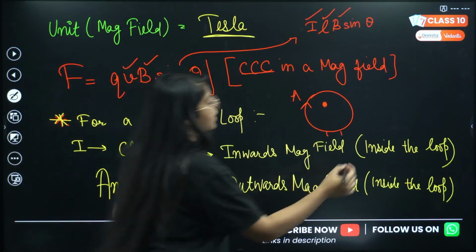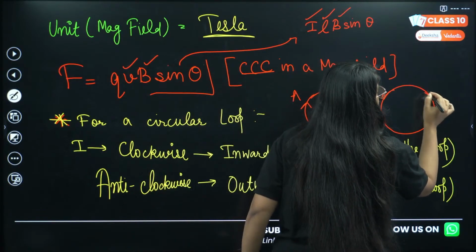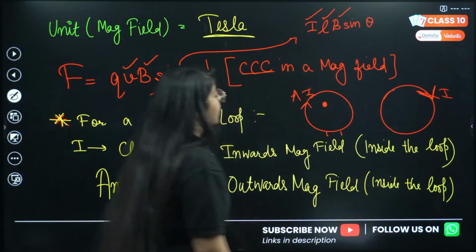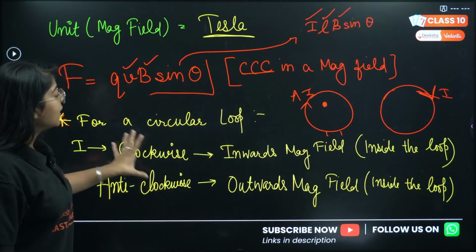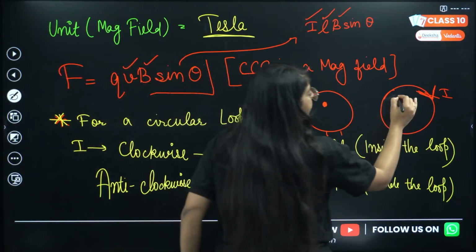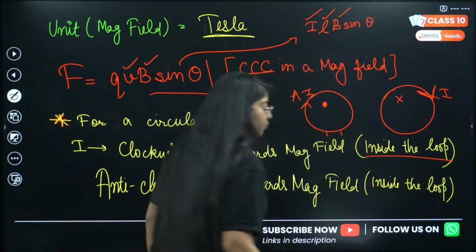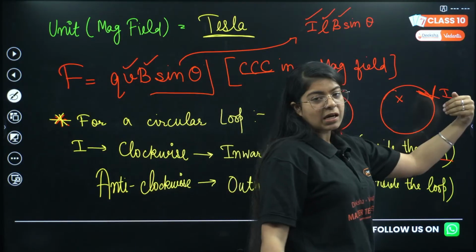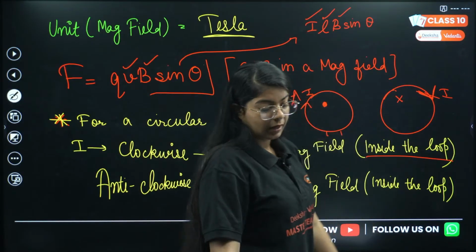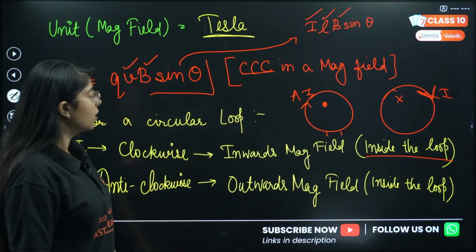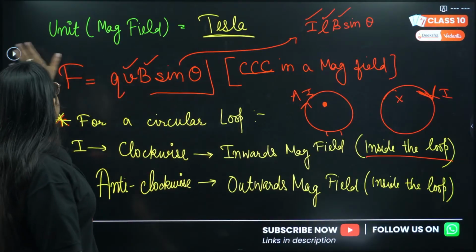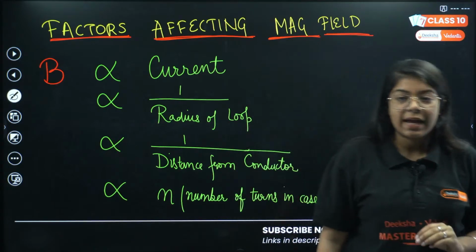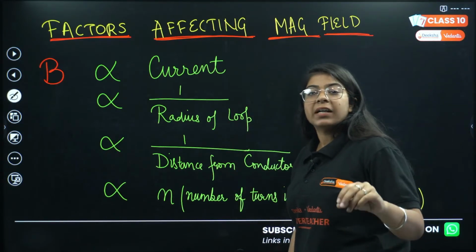But if my current is clockwise, this is clockwise and this is current, then the magnetic field will be inwards inside the loop. This is very important, because if it's going in inside, then it will be coming out from outside the loop. Correct? Understood?